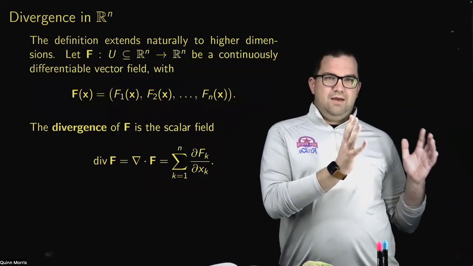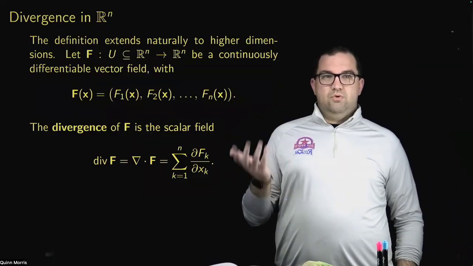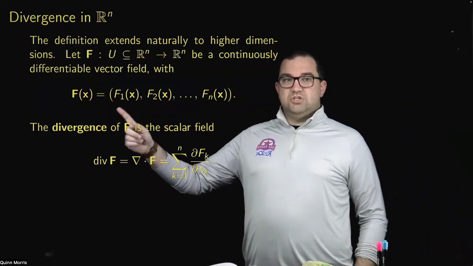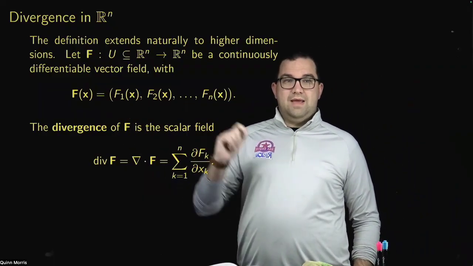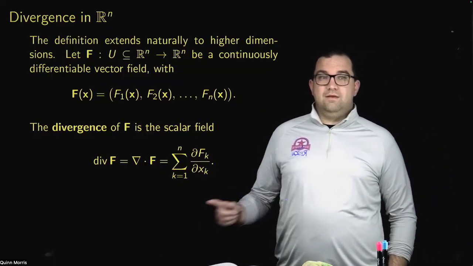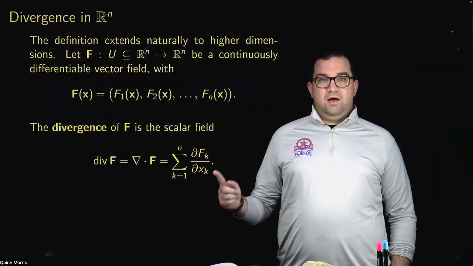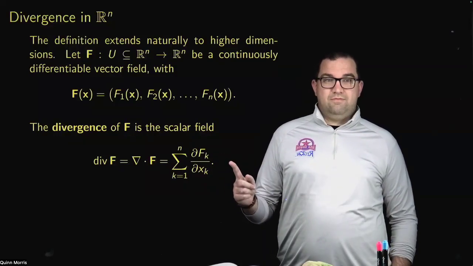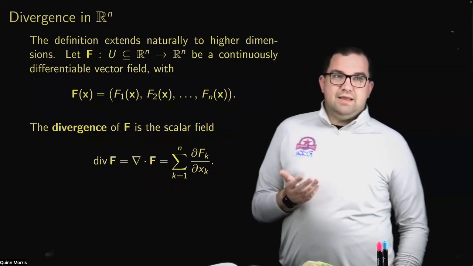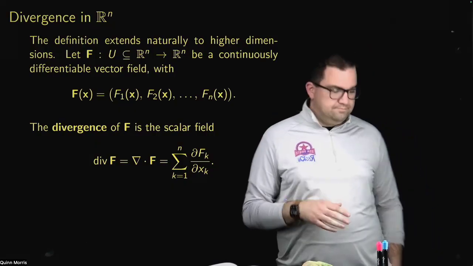We're really going to be focused today on R3, but if I have a vector field that's just defined on some subset U of Rn that maps into Rn, and it's continuously differentiable, and I call the components F1, F2, all the way up to Fn, then I can define the divergence of this vector field on Rn as the sum, k equals 1 up to n, of the partial derivative of the kth component function with respect to the kth variable. So again, this divergence very naturally extends to all of Rn.